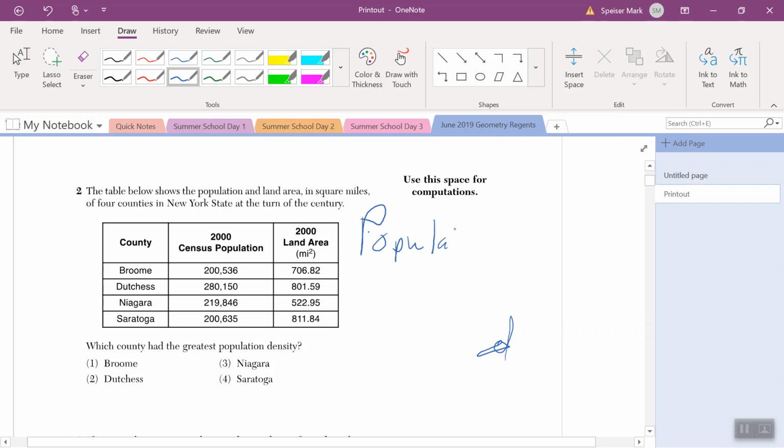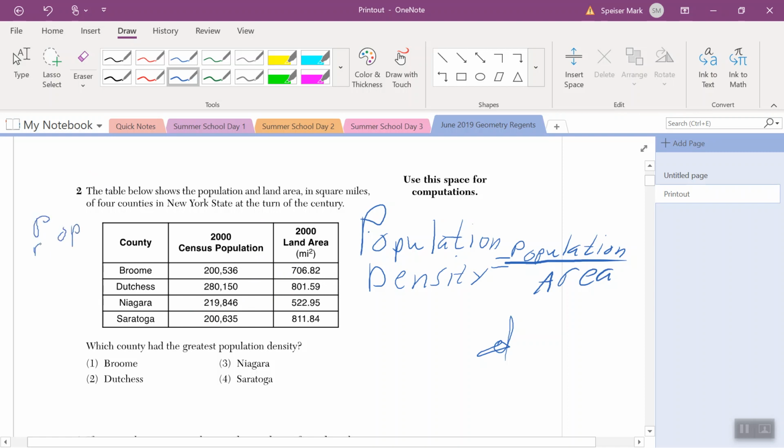Population density equals the population over the area. So you just have to divide each of these values by each one and get the answer. So we'll add a column over here, calling it pop density.